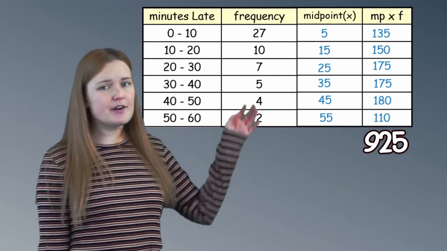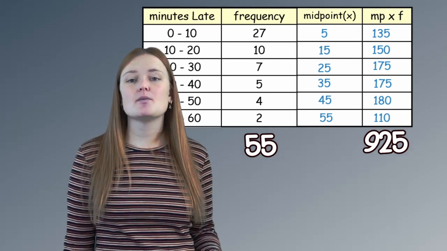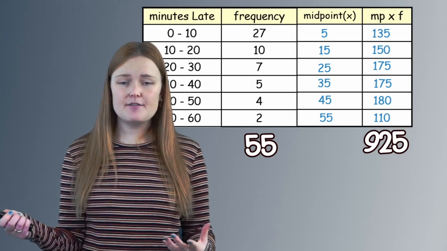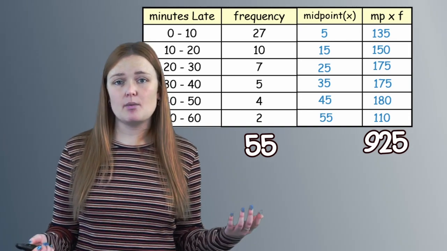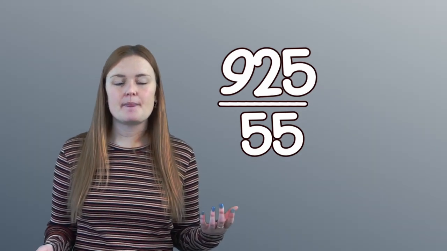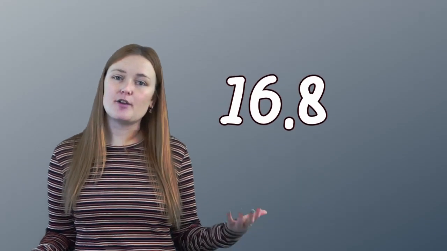If I add up my frequency, that tells me there were 55 aircraft in the sample. So all we're going to do for the mean is find the total of all of the minutes late for those aircraft, divide it by how many there were, so 925 divided by 55. So my answer is 16.8, and that is an estimate for the mean.